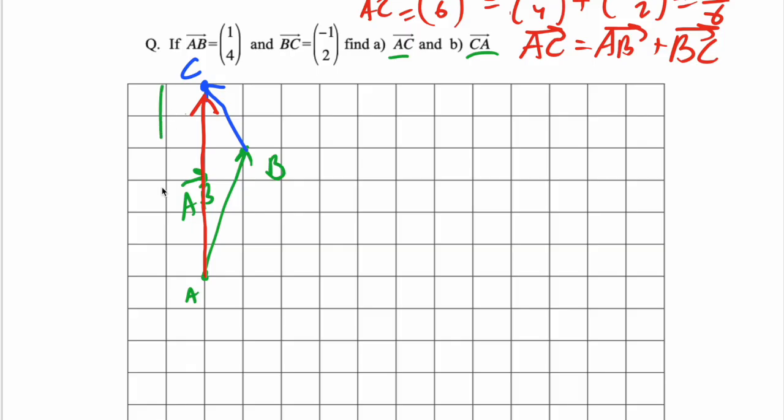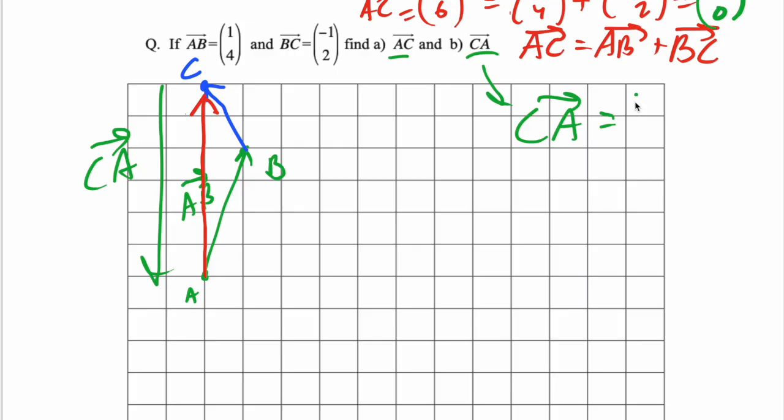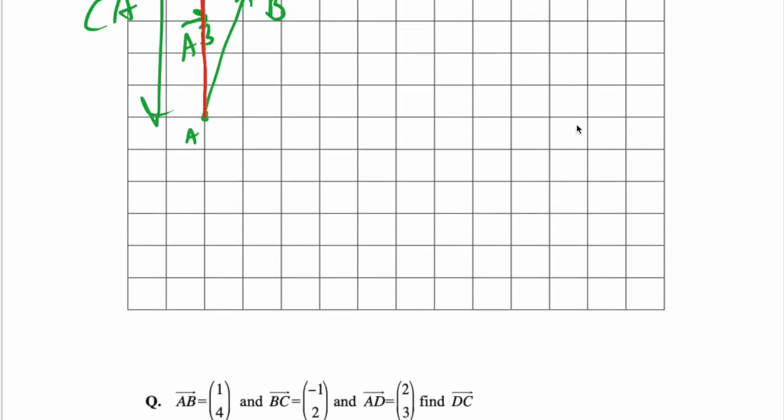CA is this way. That's CA. From C to A is just the opposite direction. So CA equals, what have I got written there? CA is the opposite way around, so that's, oh, I've got that backwards anyway. It's 0, -6, which means down 6, right? Okay.